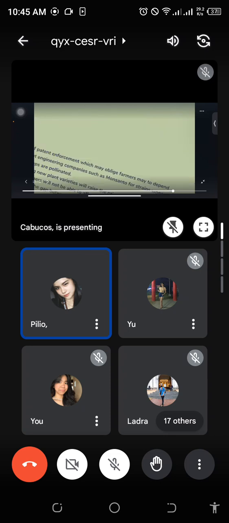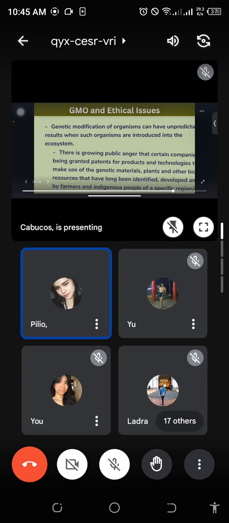Please go next. The GMO and ethical issues. Genetically modified organisms can have unpredictable results when such organisms are introduced into the ecosystem. The modern modification or the usage of living organisms as food and medicine sources, for example, has also created problems with patents granted for ethical development practices.